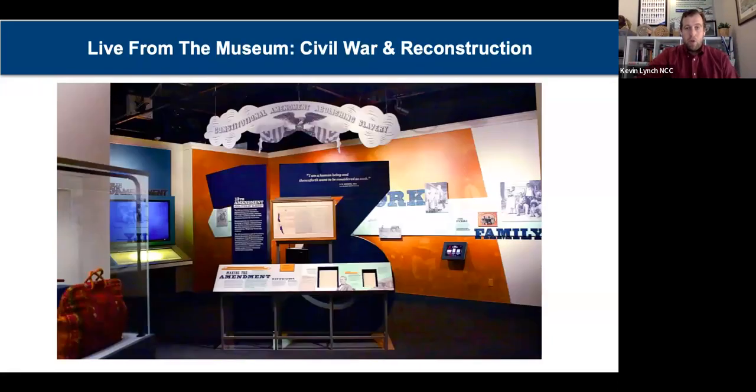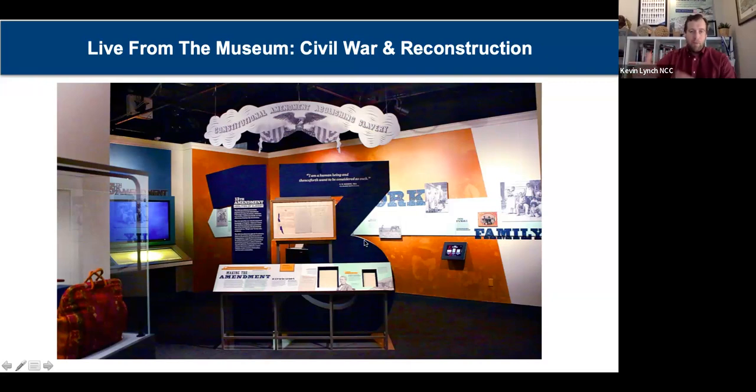We also have 2 on our new first floor, Civil War and Reconstruction, the nation's second founding, covering the stories before, during, and after the Civil War, with a particular emphasis, of course, on the 13th, 14th, and 15th Amendments and how these collectively served to create this nation's second founding.